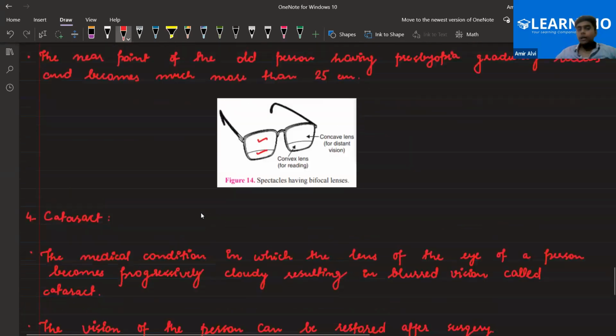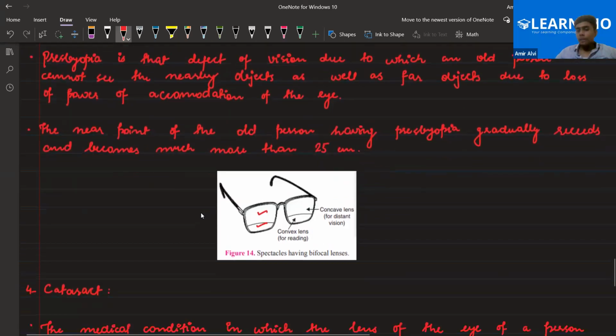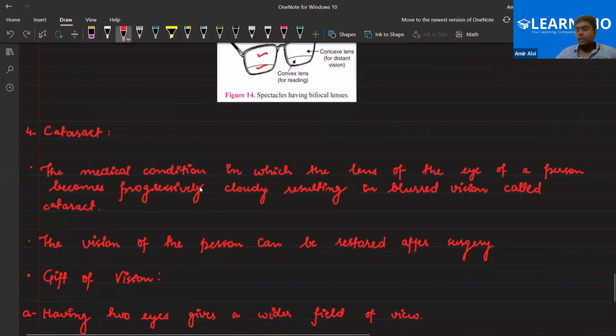Okay, the last thing. There is no calculation in presbyopia as well as in cataract. Cataract is also a kind of medical condition in which the lens becomes cloudy, which leads to blurry vision. It means that a kind of whitish layer is formed on the eye lens, so that it does not allow you to see a clear image. Right, just a second, let me show the image.